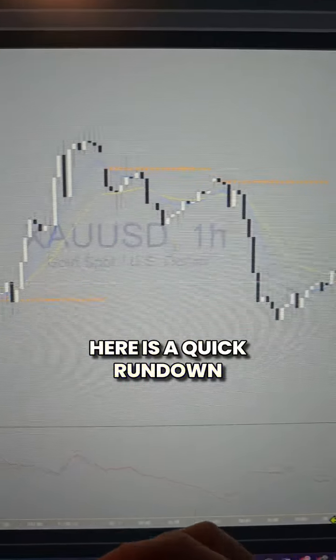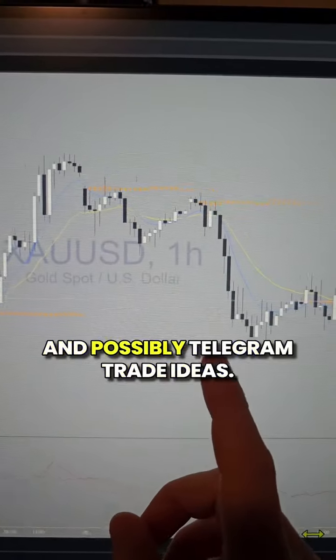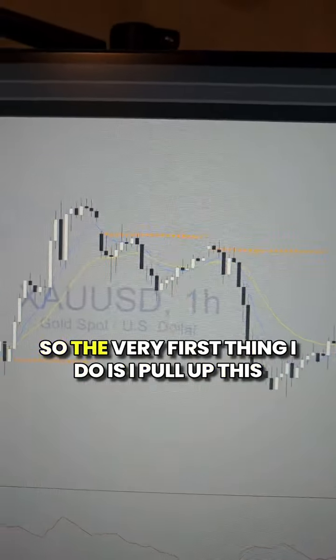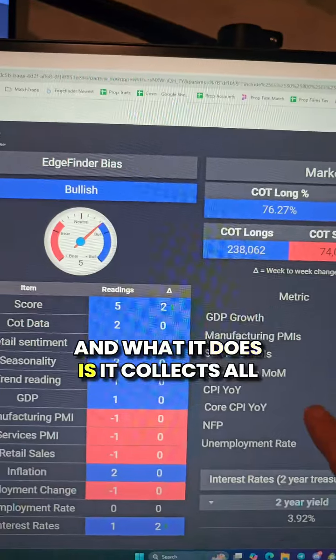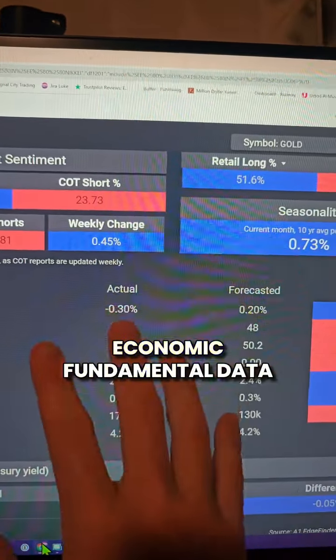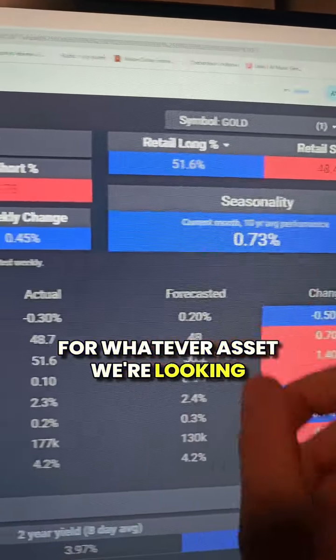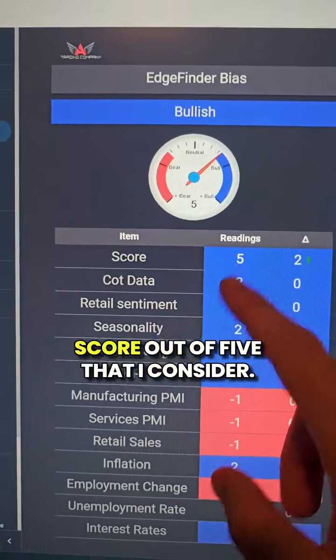Here is a quick rundown of my VIP Discord and possibly Telegram trade ideas. So the very first thing I do is I pull up this beautiful software called the EdgeFinder, and what it does is it collects all of the most recent economic fundamental data for whatever asset we're looking at, and it gives it a bullish or a bearish score out of 5 that I consider.